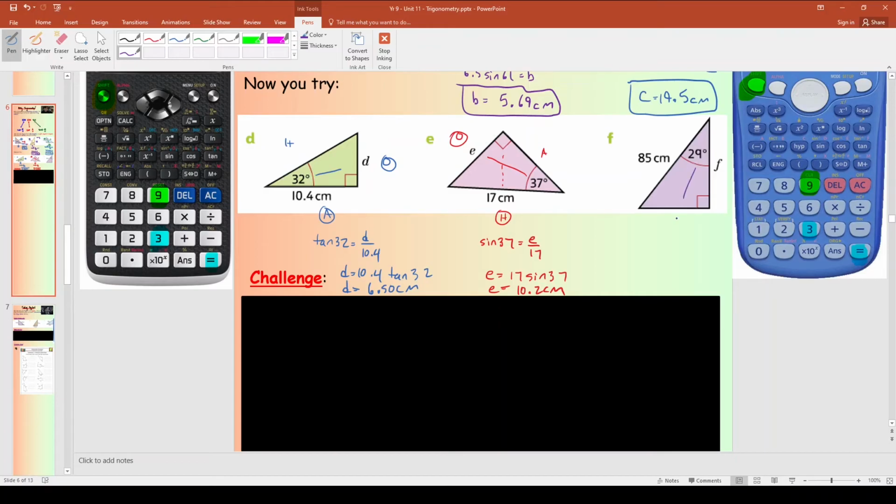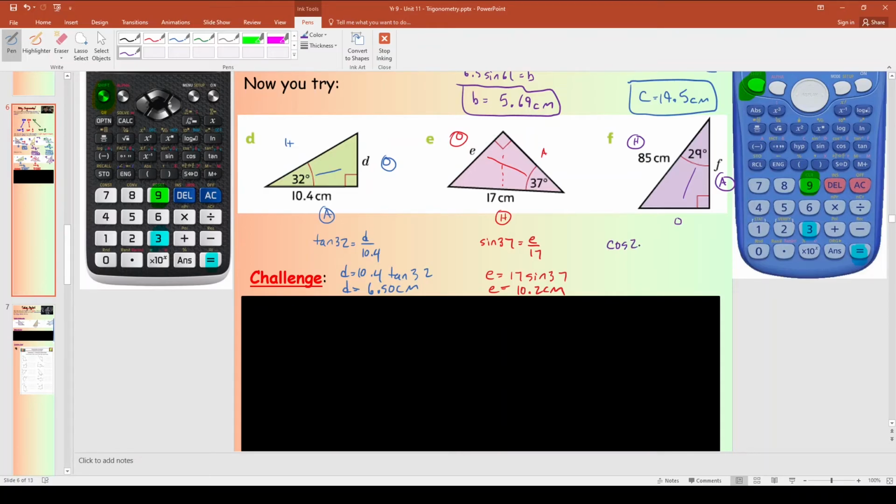Start by labeling it. That's O. This is going to be H because it's the longest, and that's going to be adjacent. H and A have got stuff next to them. Sound out the acronym. SOHCAHTOA. Which one? A and H? It's KA, isn't it, in SOHCAHTOA? So here we go, it's cos.